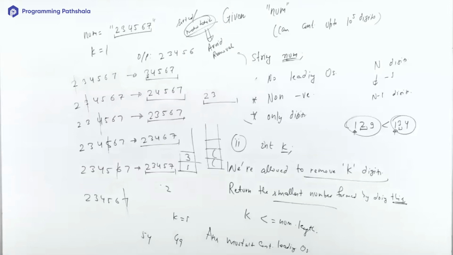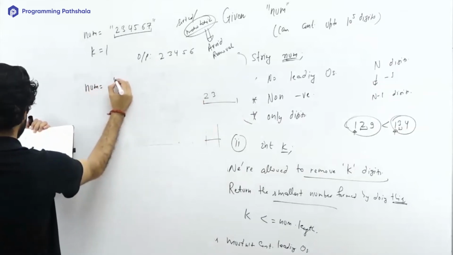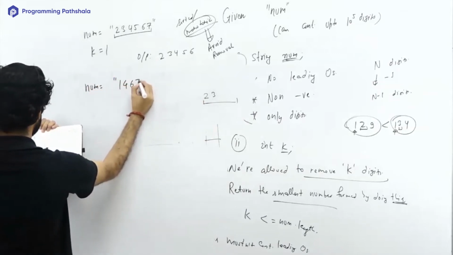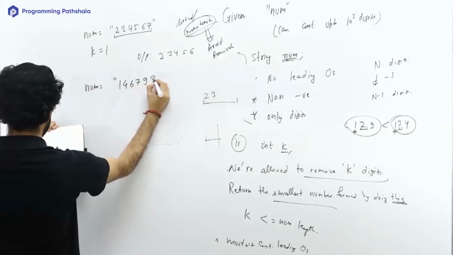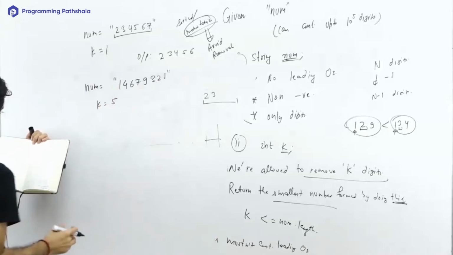So do you realize a bit that this is a question of similar category only? How many of you have realized it by now? So I'll take a specific example and try to demonstrate. Okay, let's take a look. So let's say we have been given a number and it is 1467932 and k is equal to 5.